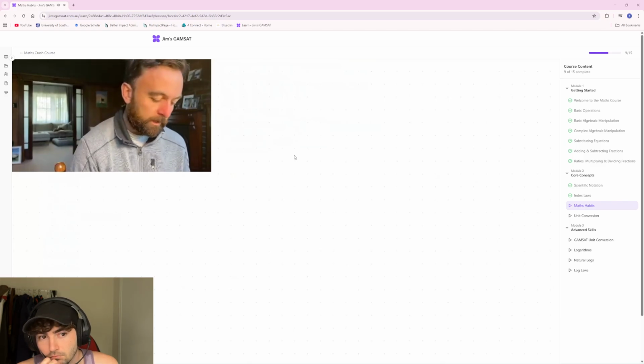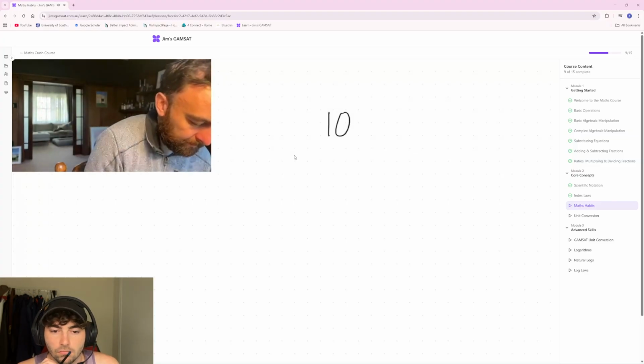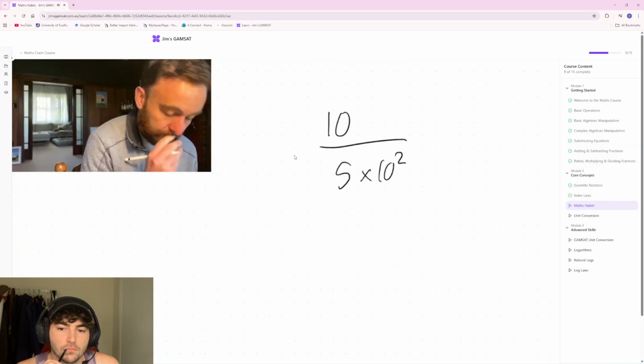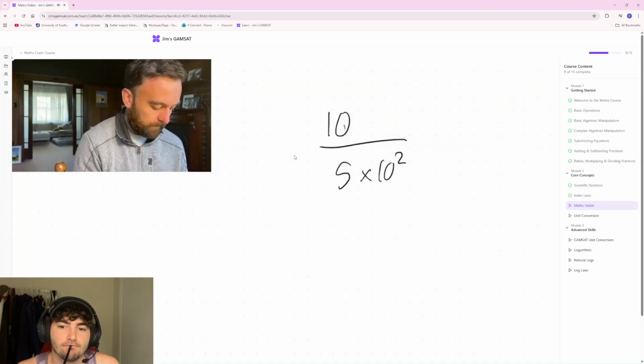And my last little note on index laws is, if you're doing anything in index laws, make sure all the numbers have both a number and an index. So for example, if we had 10 divided by 5 times 10 to the 2 or something like that, I've made this mistake before where I've just gone on autopilot and said, okay, 10 divided by 5, actually, I'll do a different example.